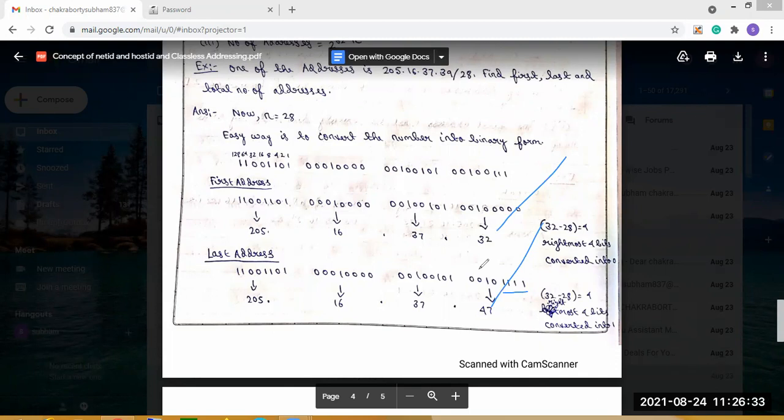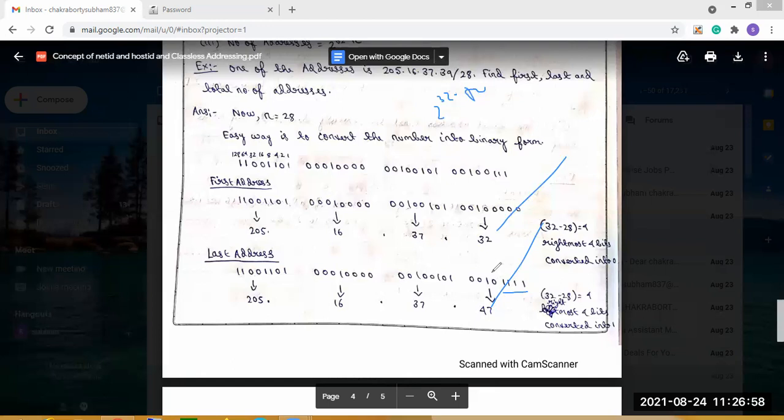Now, how many addresses are present in the block? So for finding that, what we have to do? We have to do 2 to the power 32 minus n. So 32 minus n is 4, that means 2 to the power 4. 2 to the power 4 means 16 addresses. So a total of 16 addresses are present there.